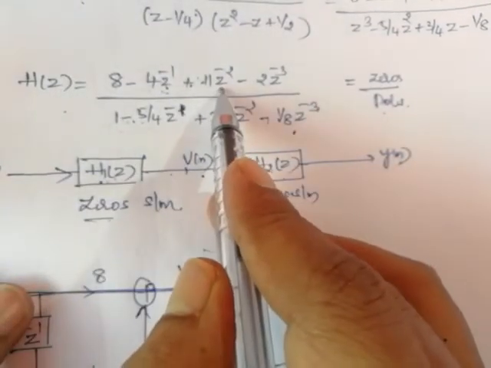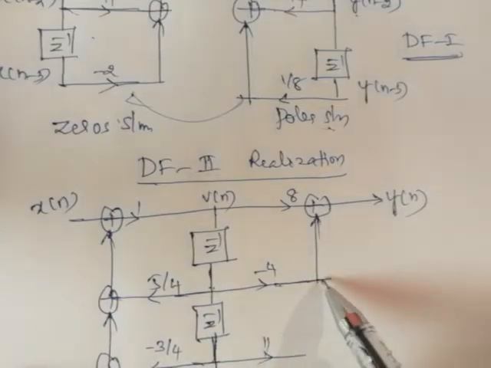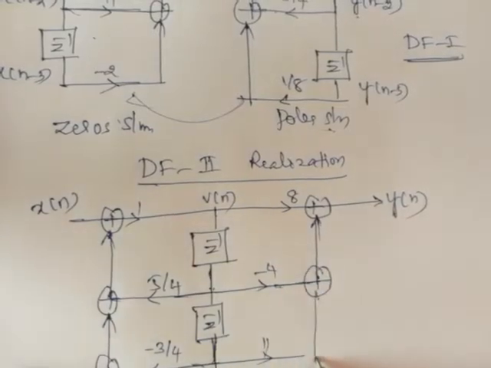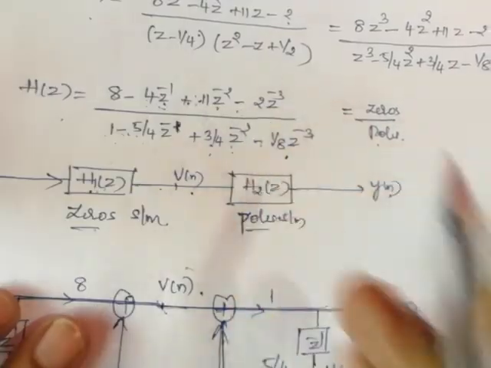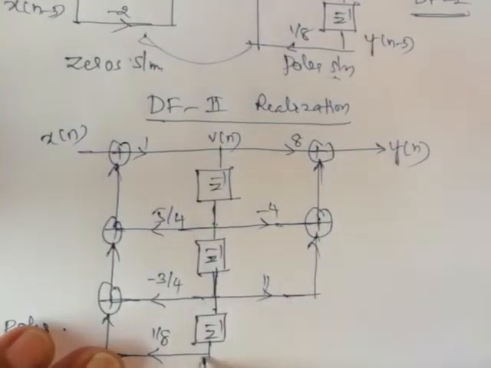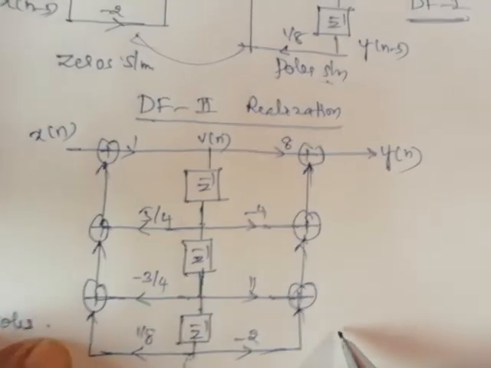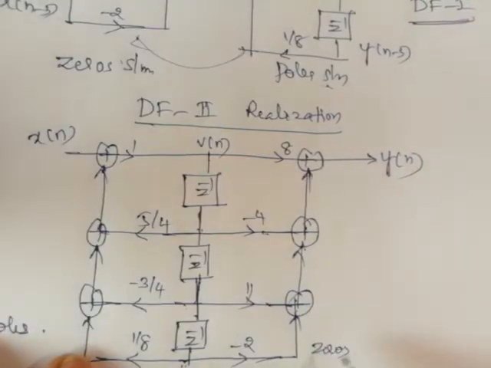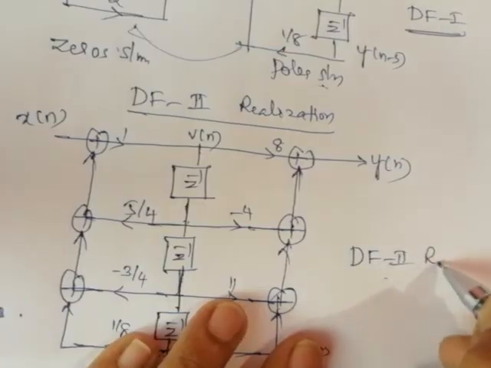The second term is delayed twice, and the coefficient term is 11. Add with the previous operation. Third, minus 2: delayed thrice, and the coefficient term is minus 2. Add with the previous operation. This part indicates the zero system. Hence, the entire diagram indicates the direct form 2 realization.